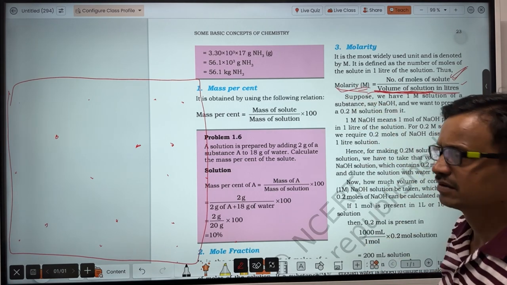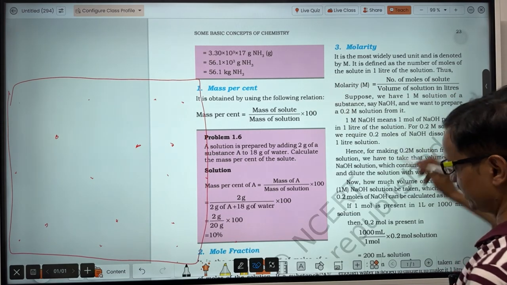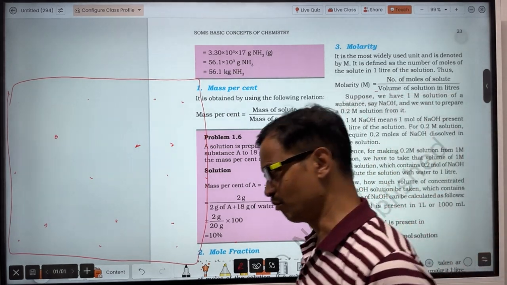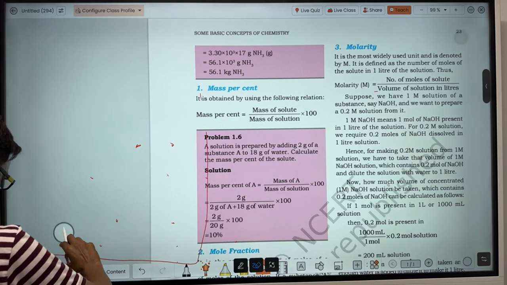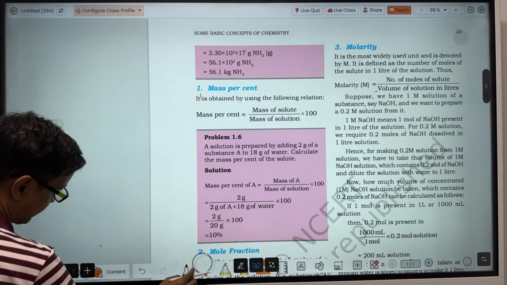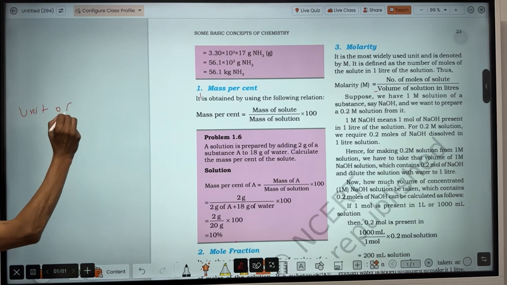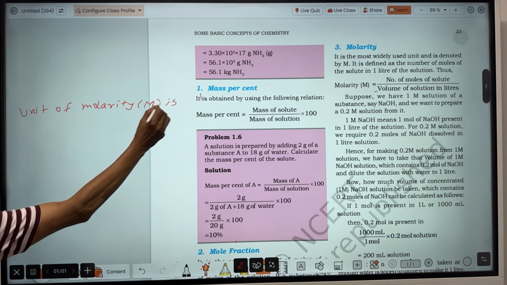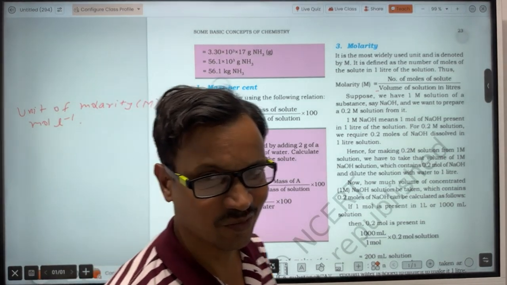So what about the unit here? The number of moles of solute has the unit mole, and the volume is in liters. So the unit of molarity is mole per liter. Write that the unit of molarity is mole per liter. That was about molarity.